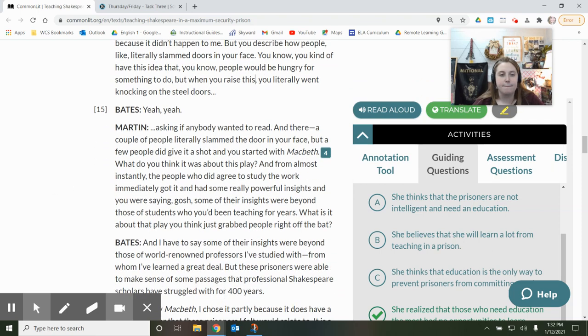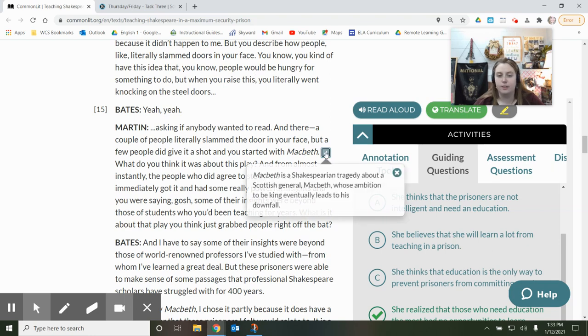Okay, so Bates says, yeah. Martin says, asking if anybody wanted to read, and a couple of people literally slammed the door in your face, but a few people did give it a shot and you started Macbeth. All right, so again, here's our footnote.